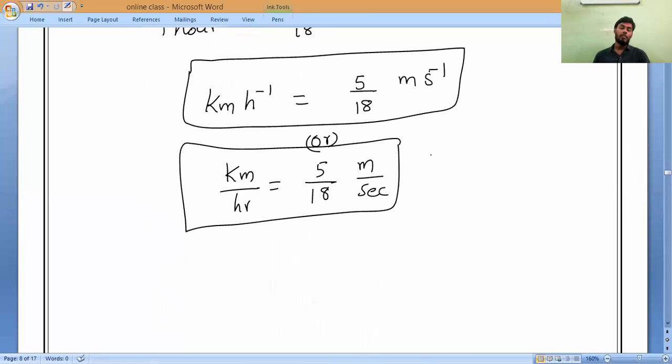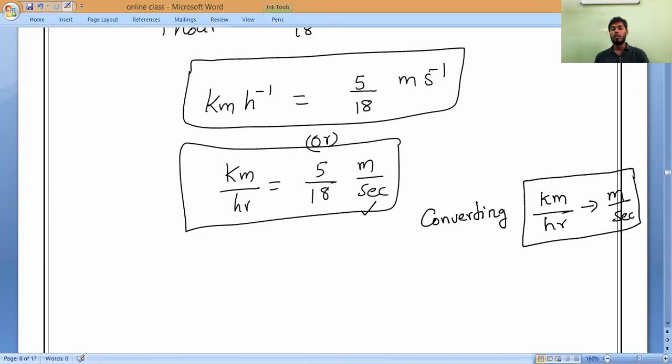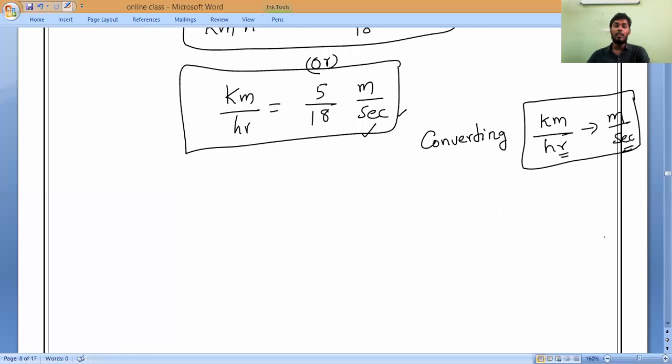Now let me see, somebody tell me when we have to use this relation. Converting kilometer per hour to meter per second, or meter per second to kilometer per hour? We have to use this relation when we are converting kilometer per hour to meter per second. Do you understand what I'm saying? Yes, sir.